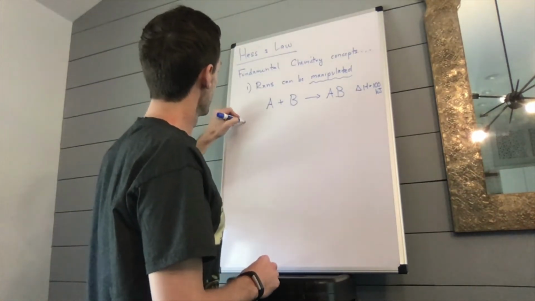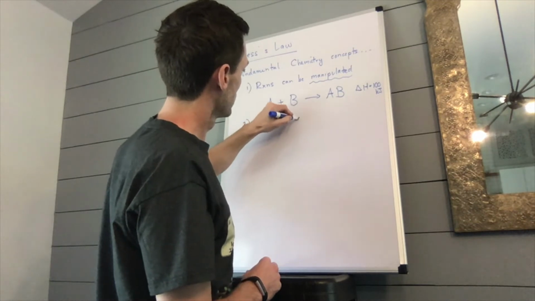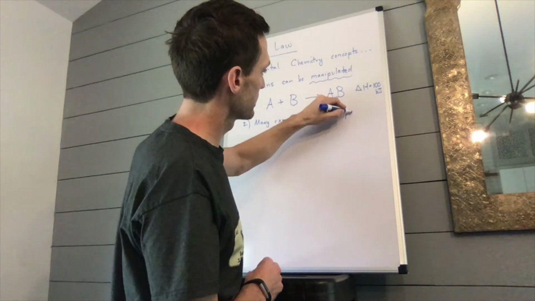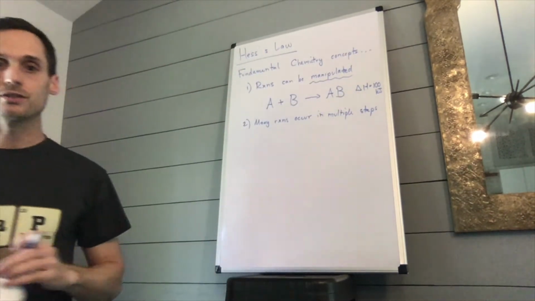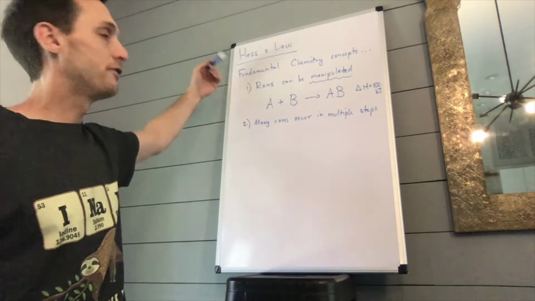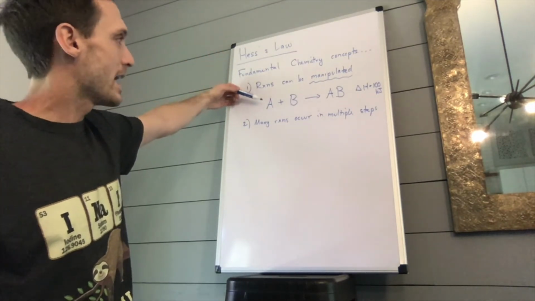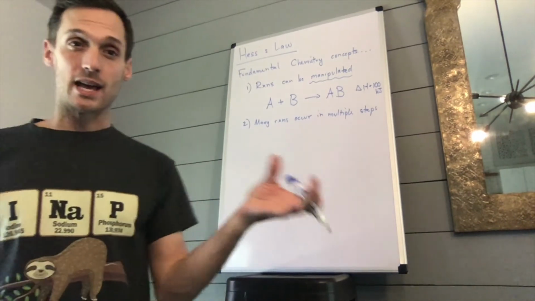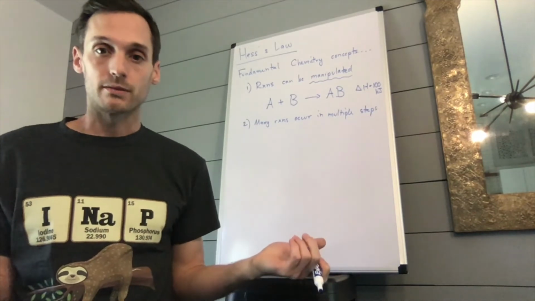Number 2 is that many reactions occur in multiple steps. Okay, many reactions occur in multiple steps. Now think about this. We have a very simple chemical reaction, right? It's a generic one, but A plus B goes to AB. Now that seems simple, right? A comes into contact with B, they combine and make a new compound.